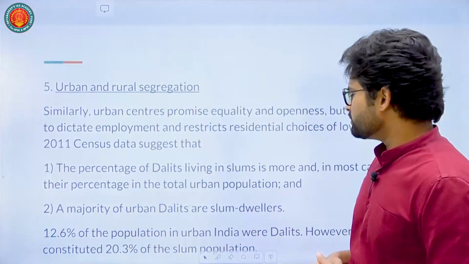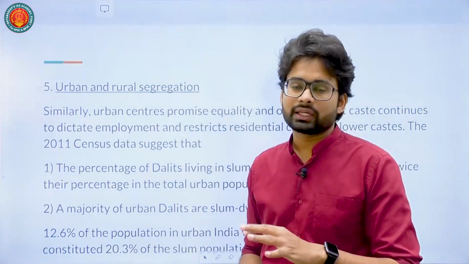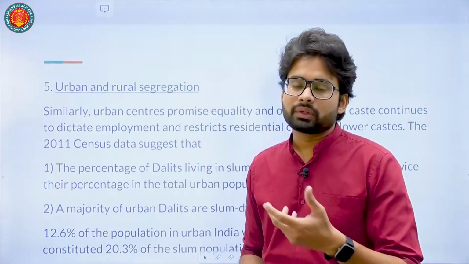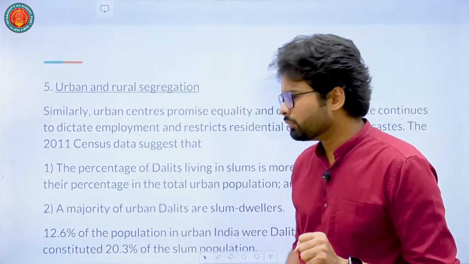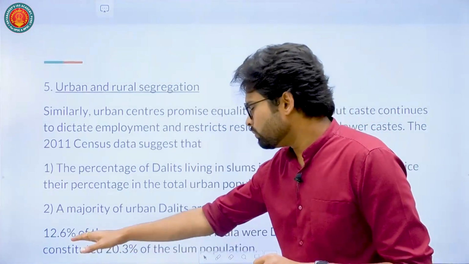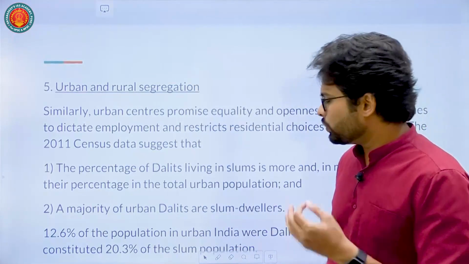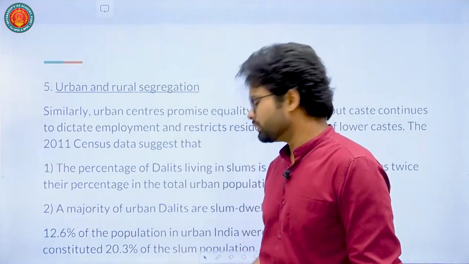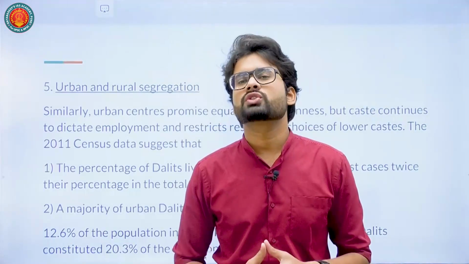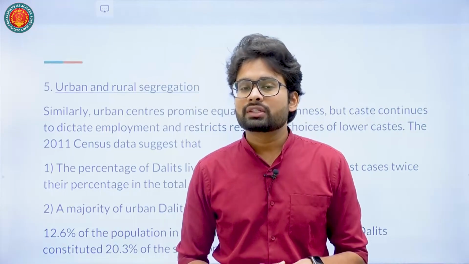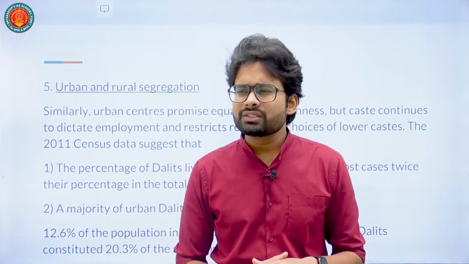You can of course observe that the majority of the urban Dalits are slum dwellers. You can go to the slums, perform a case study or survey, and observe that most of them belong to the lower caste. Just like that, 12.6% of the population in urban India were Dalits. However, Dalits constituted 20% of the slum population. Their share in the Indian population is 12%, but why? It is in the slums that they contribute 20% of the slum areas, right? So this is something interesting.